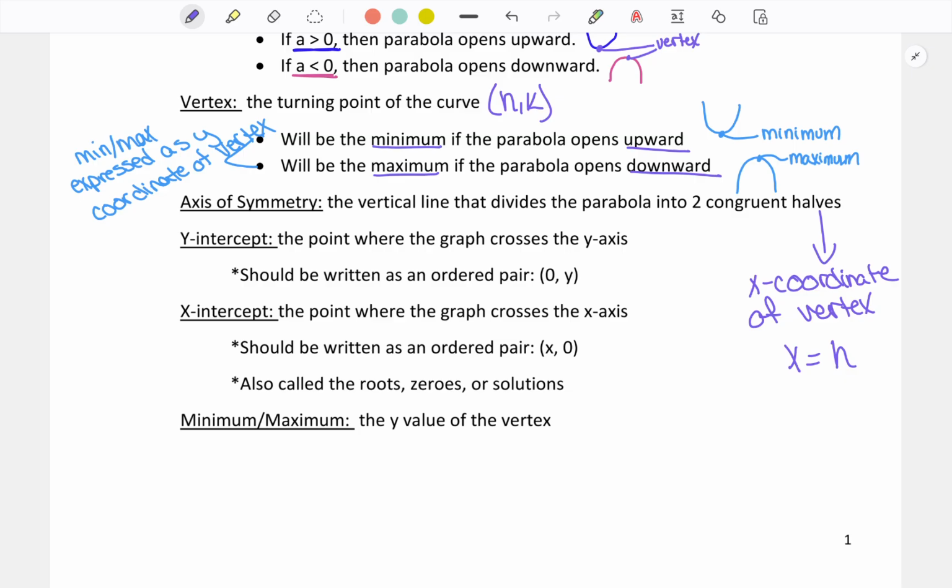So then your y-intercept is the point where the graph crosses the y-axis. So we will be finding that on the graph. And then your x-intercept is the point where the graph crosses the x-axis, or the points where the graph crosses the x-axis, because you can have 0, 1, or 2 x-intercepts. And as we mentioned before, that minimum or maximum is the y value of your vertex.